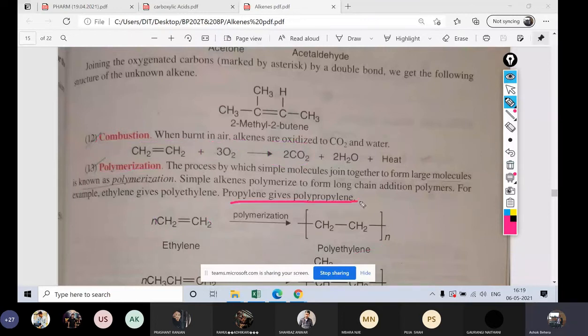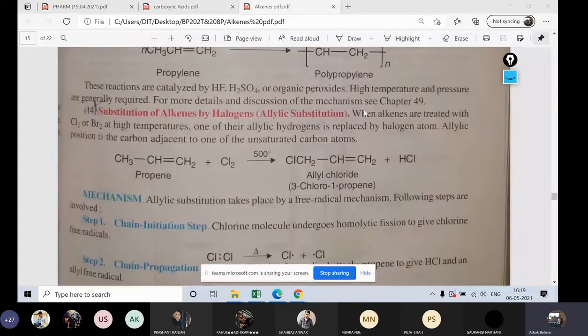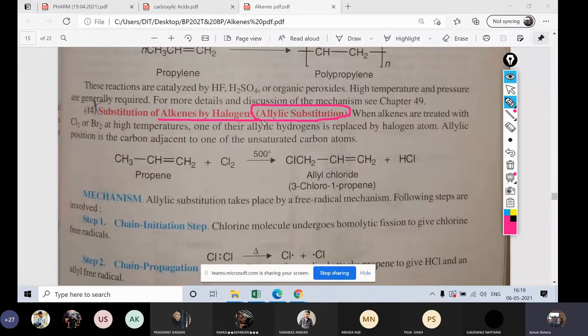Propylene gives polypropylene. Please remember this. Ethylene gives polyethylene. Okay, this is the characteristic feature, the polythene that is formed. Then last is your substitution of alkene by halogen, allylic substitution reaction.